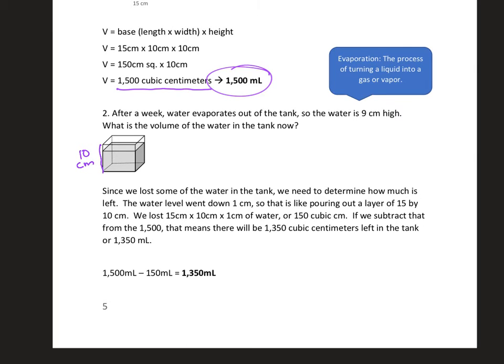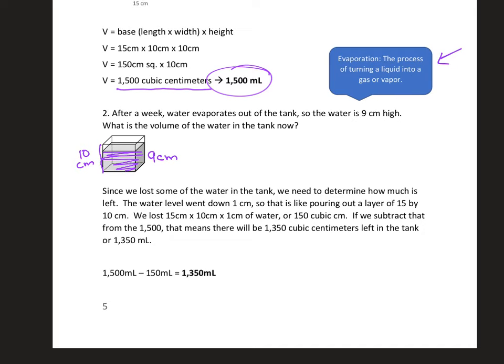But now some of the water evaporated, and it tells you here that evaporation is the process of turning a liquid into a gas or a vapor. And so now it's only 9 centimeters high. That's the new height. So what is the volume of the water in the tank now? It explains it down there. Since we lost some of the water, we need to determine how much is left. So the water level went down 1 centimeter. They poured out one layer of the volume.